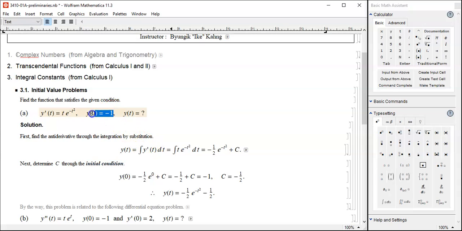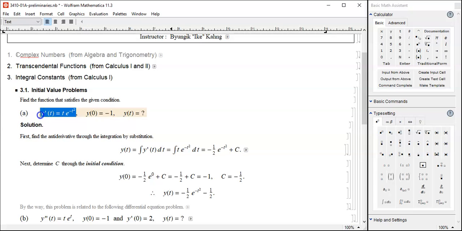When t is equal to 0, the function value is -1, so plug in t equal to 0, and that's equal to -1. So what do we have? We have an algebraic equation of c. So c is equal to -1/2. Plug that in over here, and there goes the solution. This kind of problem is called an initial value problem, and this thing is called the initial condition.